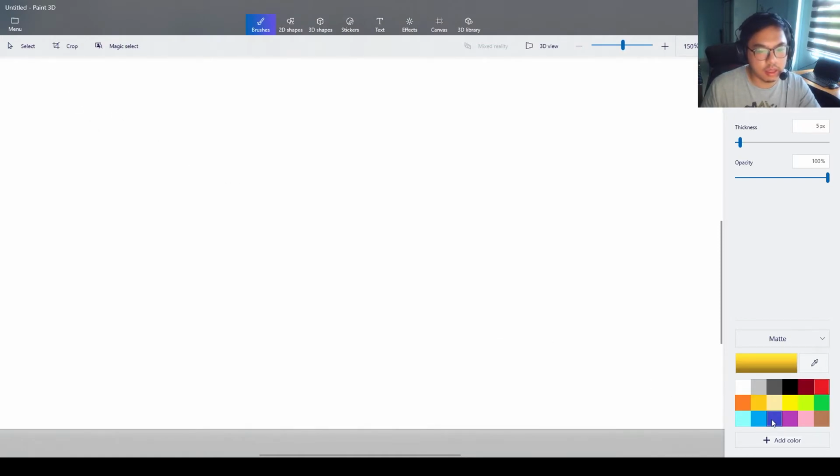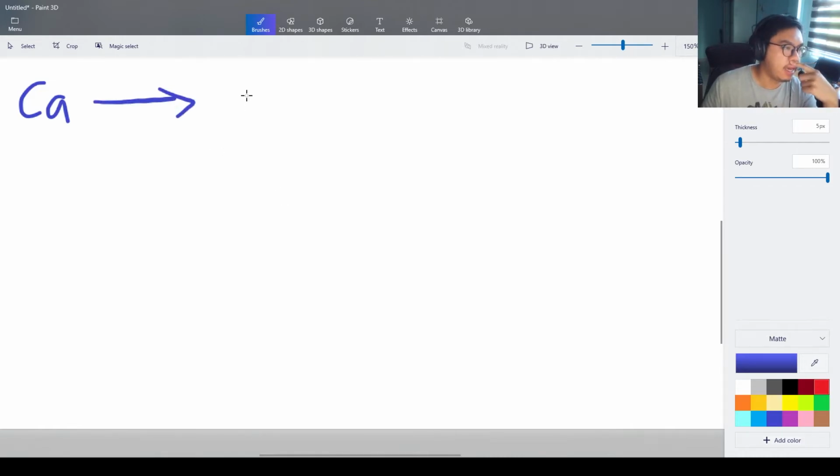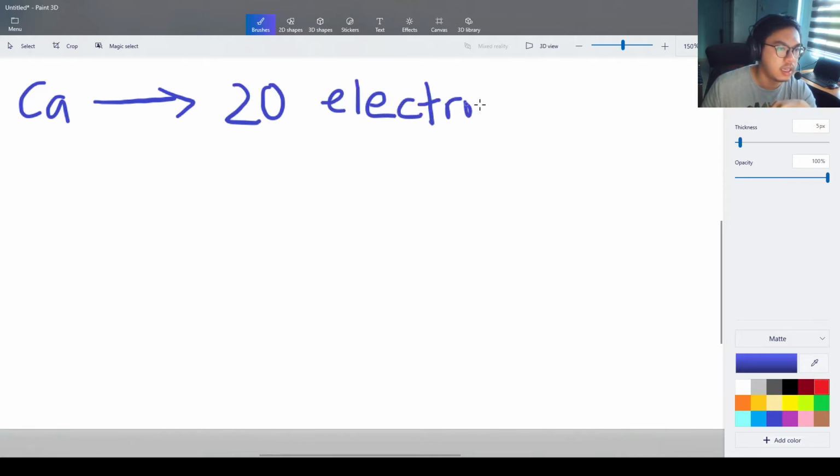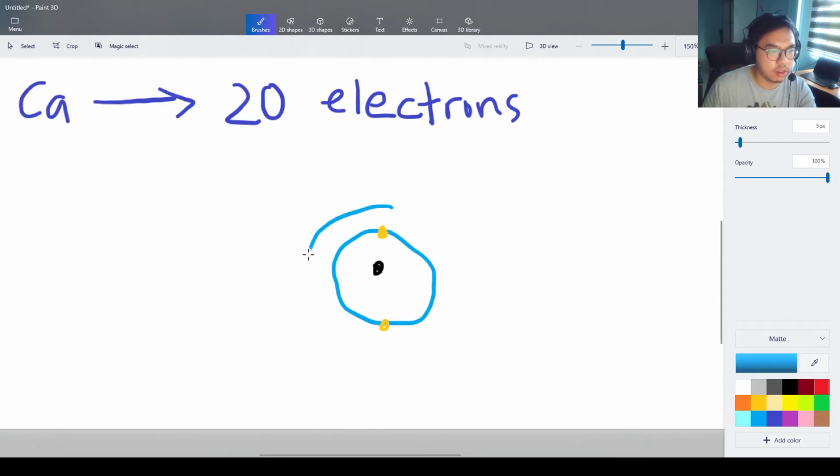Okay, so let's do another example, one final one. Let's take calcium, and calcium has 20 electrons. I know that because earlier I checked the periodic table. So again, you draw the nucleus first, and then you draw the first shell. First shell, there are 20 electrons to fill in, so the first two will go here. Now it's full.